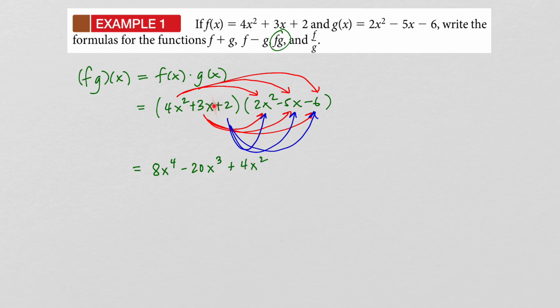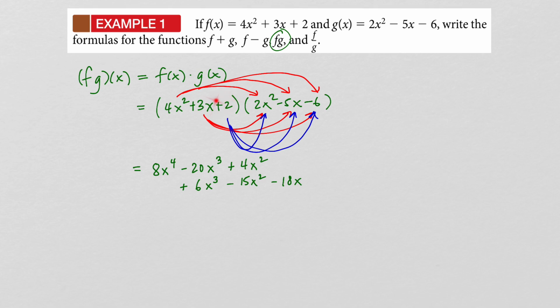Now we'll move to 3x. 3x gets multiplied by each one of these. 3x times 2x squared is 6x to the third. I'm going to put that right here. It's kind of convenient to line up those like terms. 3x times negative 5x is negative 15x squared. And finally, 3x times negative 6 is negative 18x.